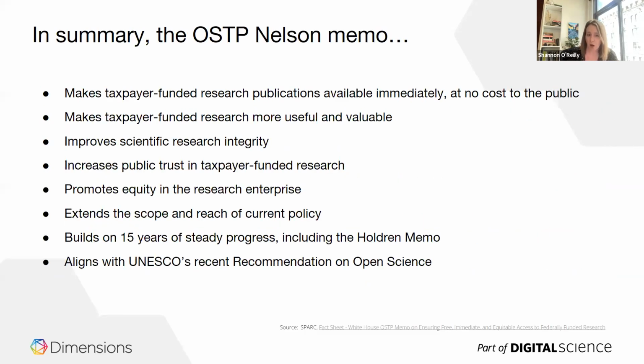I'm going to turn for this to SPARC, a nonprofit advocacy organization, which provides a nice summary of some of these benefits. The OSTP Nelson memo makes taxpayer-funded research publications available immediately, which leads to them being more useful and valuable. This improves scientific research integrity. It increases the public trust in federally funded research. It promotes equity in the research enterprise, and extends the scope and reach of current policy, which we see moving from Holdren to Nelson memo. It builds on 15 years of steady progress, and it aligns with UNESCO's recent recommendation on open science. So all good things.